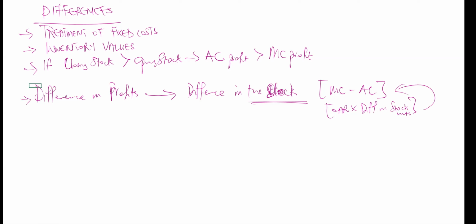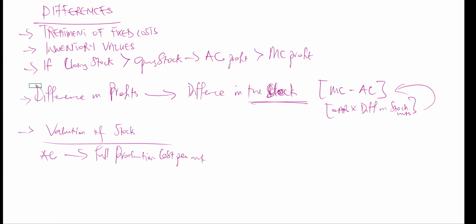Then another thing is that when it comes to valuation of stock, I'm just summarizing the whole thing so that you don't read plenty. Absorption costing, we use full production cost per unit. It means that we include fixed cost. So here we value stock using all variable cost per unit plus fixed cost per unit, and we know fixed cost per unit is the OAR, which you have to absorb.